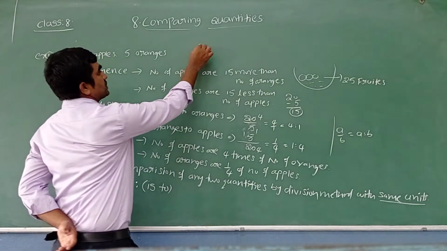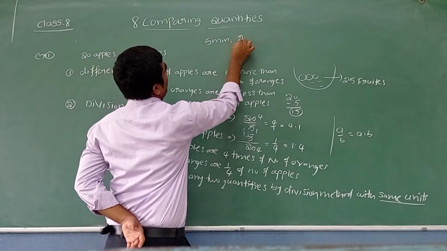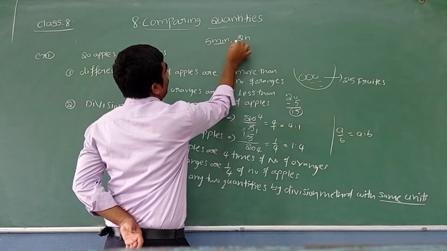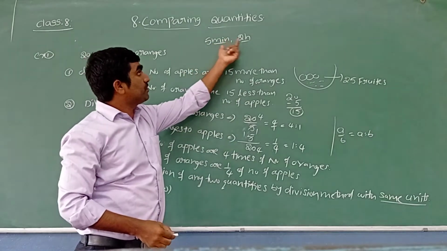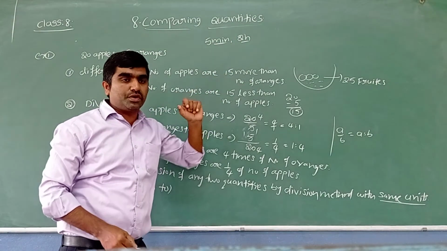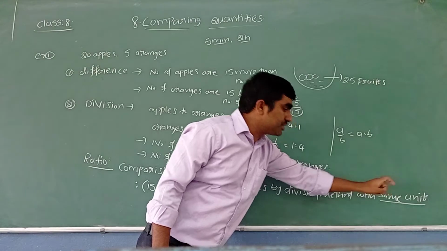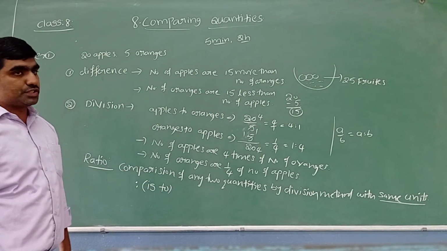Suppose the first quantity is 5 minutes and the second one is 2 hours. These both are not the same units, minutes and hours. So when we have different units, first we have to convert them into the same units. After getting the same units, we compare them by the division method, and we call it a ratio.